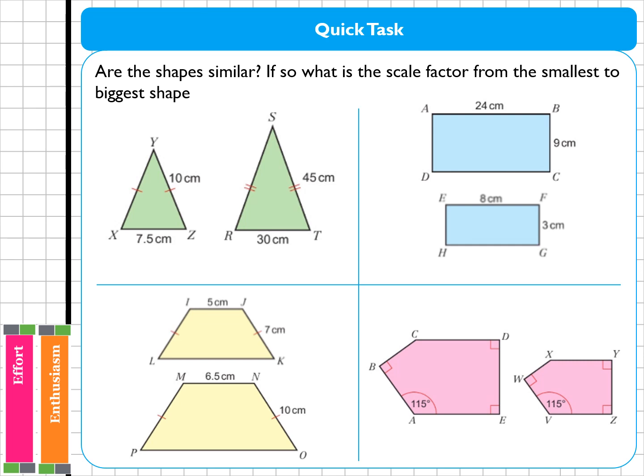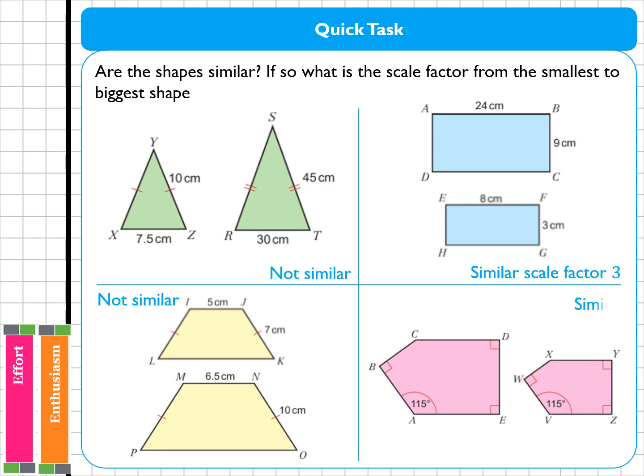Okay, so going through these questions, question number 1, not similar, because obviously to get from 10 to 45, I times by 4.5, that is not the same to get from 7.5 to 30. With the second one, yes, they are similar. The scale factor is 3. As you can see, 3 times 3 gives me the 9, 8 times the 3 gives me the 24. On the third one, again, not similar. To get from 5 to 6.5 is not the same as getting from 7 to 10.